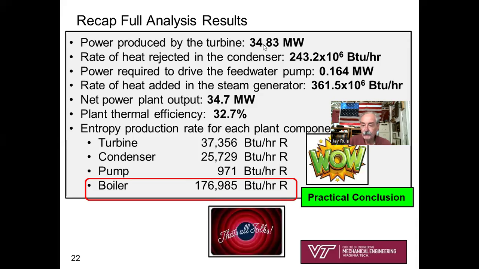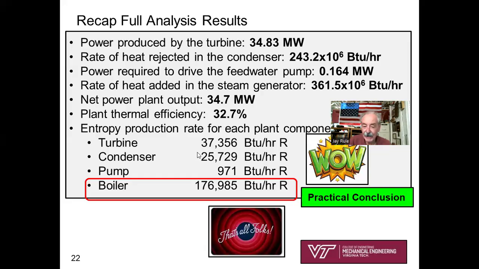Power produced by the turbine, 34.83 megawatts. Okay. The rate of heat rejected in the condenser, 243 million BTUs an hour. The power required to drive the feed water pump, a small number, 0.16 megawatts. The rate of heat added in the steam generator, 361 million BTUs an hour. Okay. The net plant output, simply add these or just subtract the power required from the turbine power, 34.7 megawatts. The thermal efficiency of the power plant, 32.7%.